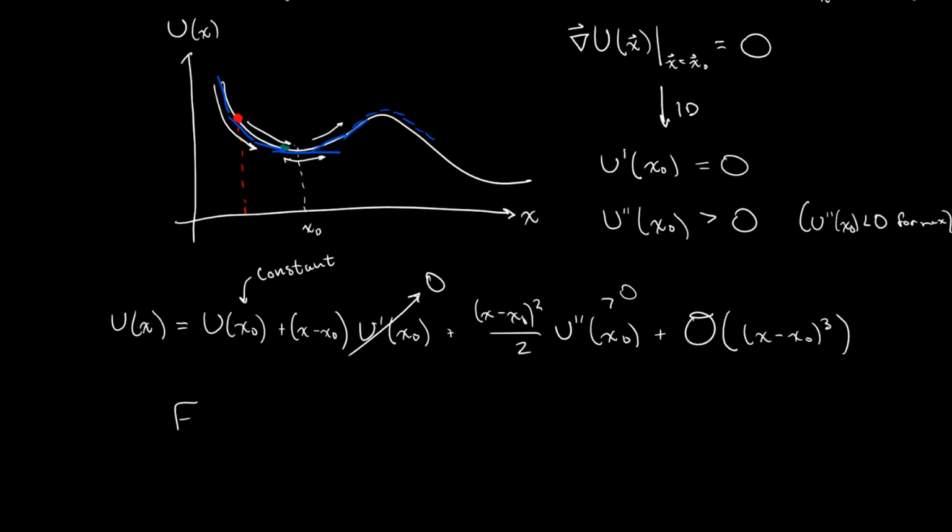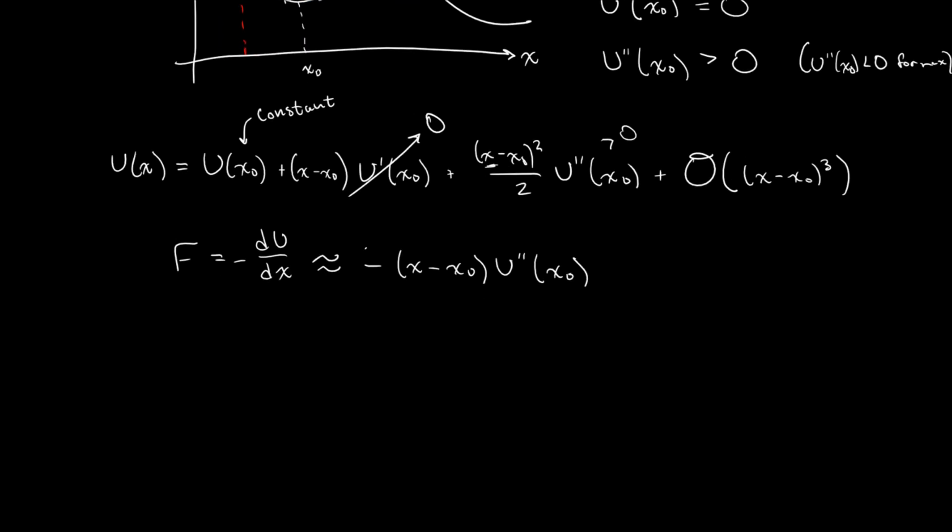So the force is going to be minus du dx, which I can approximate as, well, this first term, as I said, is a constant, so it just drops out. This term here is zero, just by the definition of our minimum. And so the first term that actually survives is this one here, where the only thing that the derivative sees is this x. So this is minus x minus x naught times u double prime x naught. And we know that u double prime is greater than zero. And so I'll rewrite this as minus k times x minus x naught, where I've just called k equal to u double prime x naught.